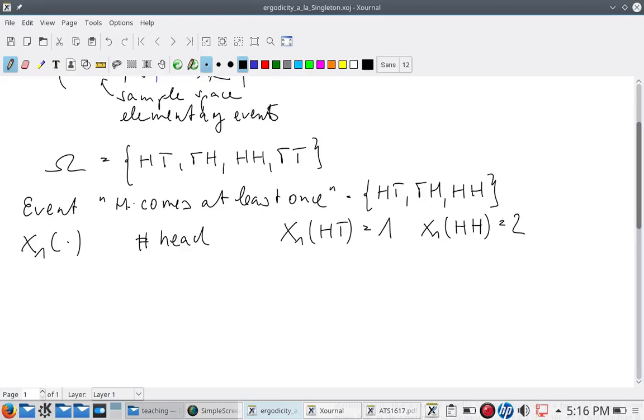Okay. I could also consider another random variable. We call it X2, and the X2 random variable could be maybe the number of tails that show up. And analogously, we would have X2 evaluated at HT, which would give me a 1, and X2 evaluated at head comes twice would be 0. No tails show up. And this little example makes clear how random variables are conceived of. They are actually functions, right?